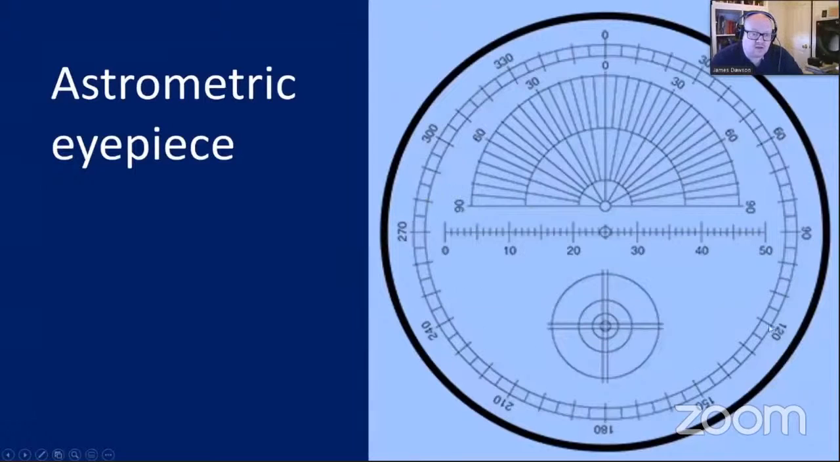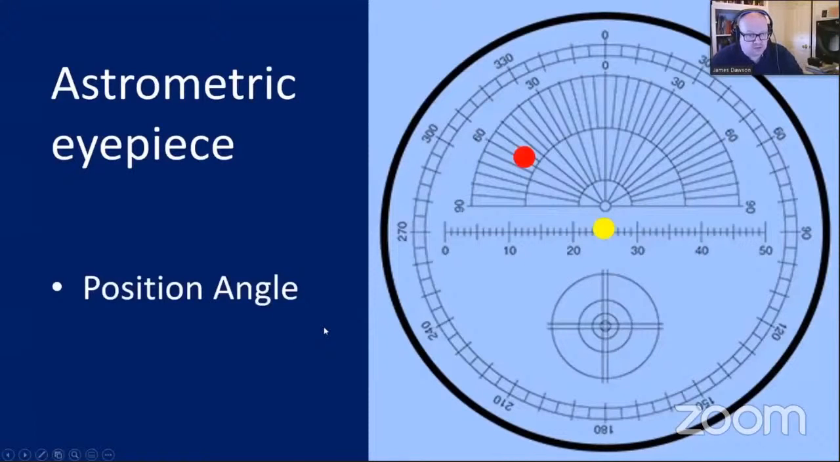And here you can see it's got degrees on the outside. It's got a 0 to 50 scale across the middle. It's got sort of a target here, which is for manual guiding if you're doing that. And again, like a protractor here with 0 to 90 each side. And what the idea is here is to put, again, the primary star in the center. So the position angle is relatively easy to sort out.